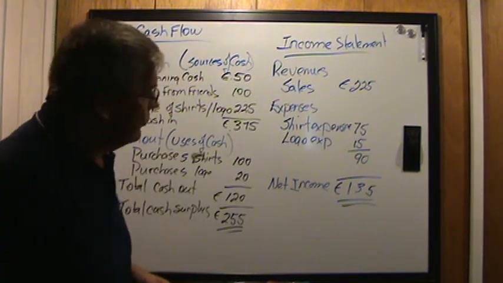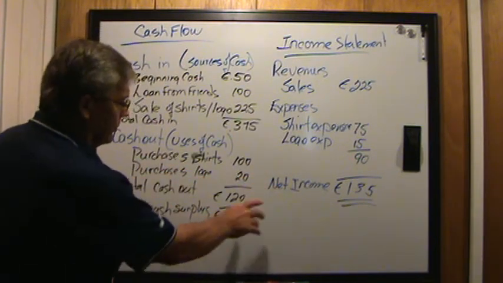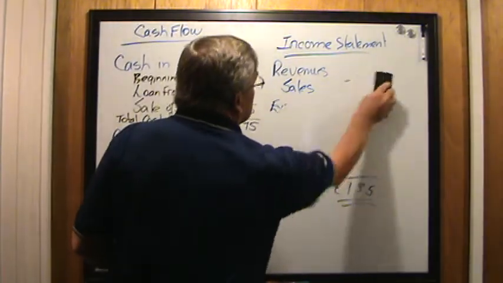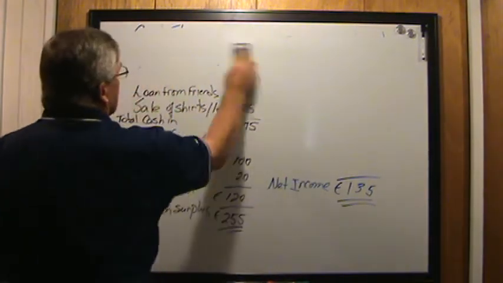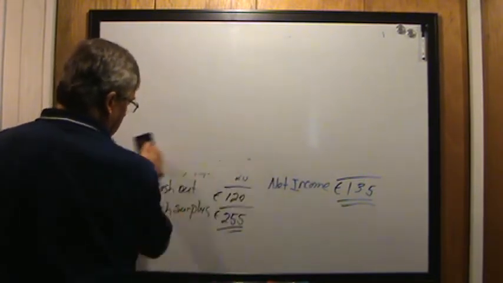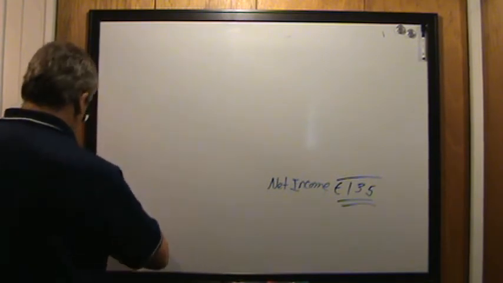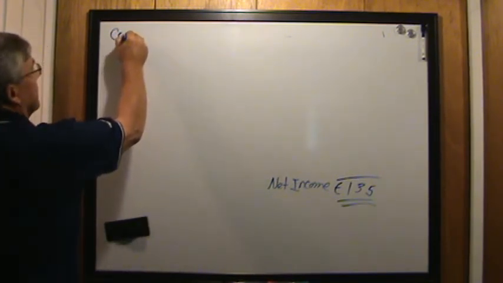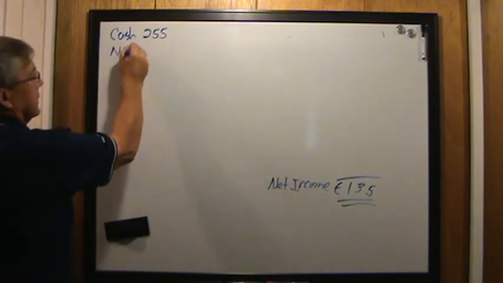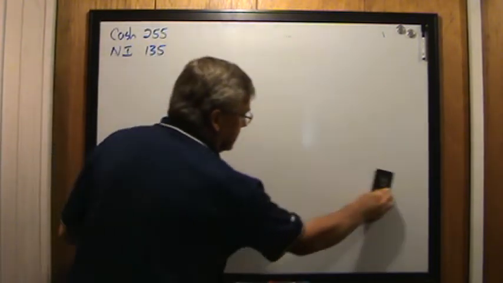Okay. So the balance sheet, let's go to that, but what I want you to remember are these totals here, because we're going to need those for the balance sheet. So up here I'll just say cash is 255 and net income is 135. All right, now let's get to the balance sheet.